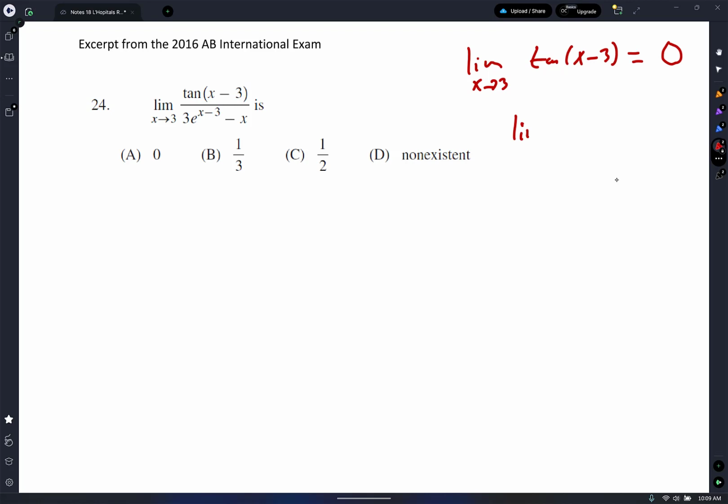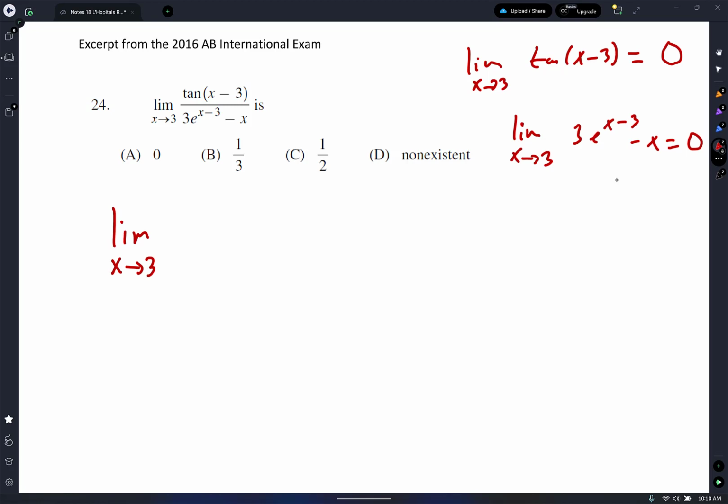And then limit as x approaches 3 for the denominator, 3e to the x minus 3 minus x equals, if I plug in a 3, 3 minus 3 is 0, e to the 0 is 1, 1 times 3 is 3, 3 minus 3, again I get 0. So I notice that I get 0 over 0. Is that indeterminate? It is, so I can do L'Hopital's rule. L'Hopital's rule states that I can just take the derivative of the numerator and take the derivative of the denominator.